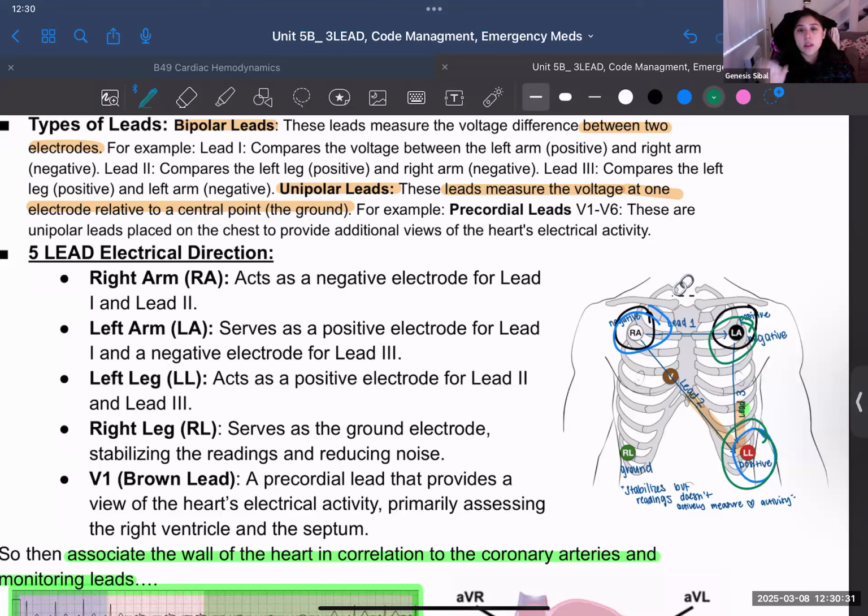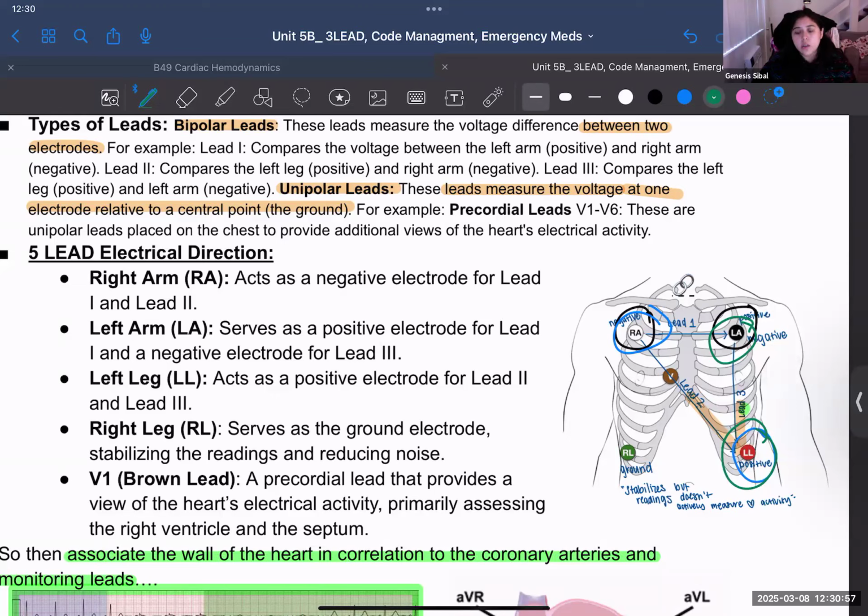So at least for the five lead, if you know that your right arm is negative and your left leg is positive, really your left arm is the one that switches between each of the leads you're going to be looking at. Does that make sense in terms of the charges? The left arm can be positive or negative depending on whether we're looking at the right arm or the left leg, because you need to have a negative and a positive for each of those.